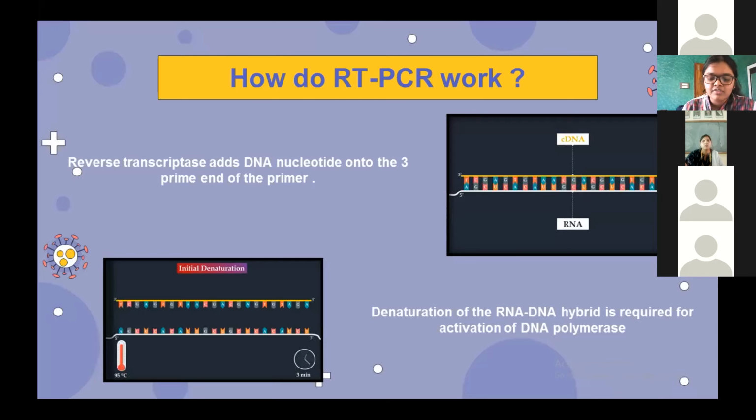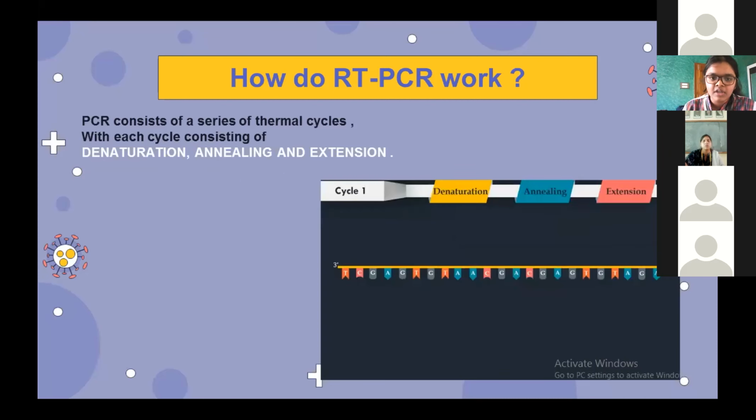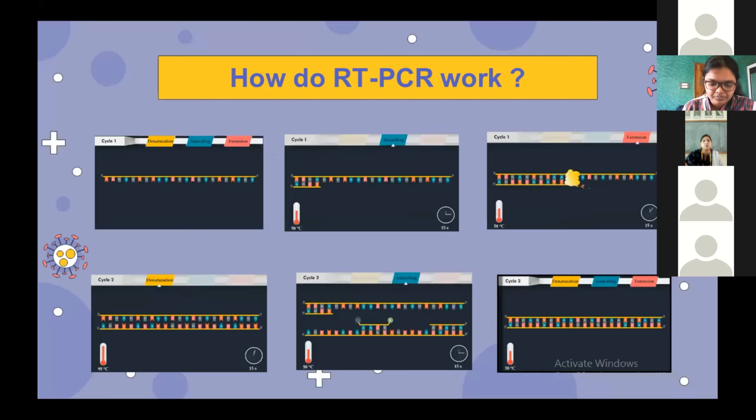PCR consists of a series of thermal cycles consisting of denaturation, annealing, and extension. Denaturation consists of heating the chamber to 95 degrees Celsius, which is necessary for the denaturation of the dsDNA template. During annealing, the temperature is lowered to 58 degrees Celsius, allowing annealing of the forward primer to its complementary part of the single-stranded DNA template.